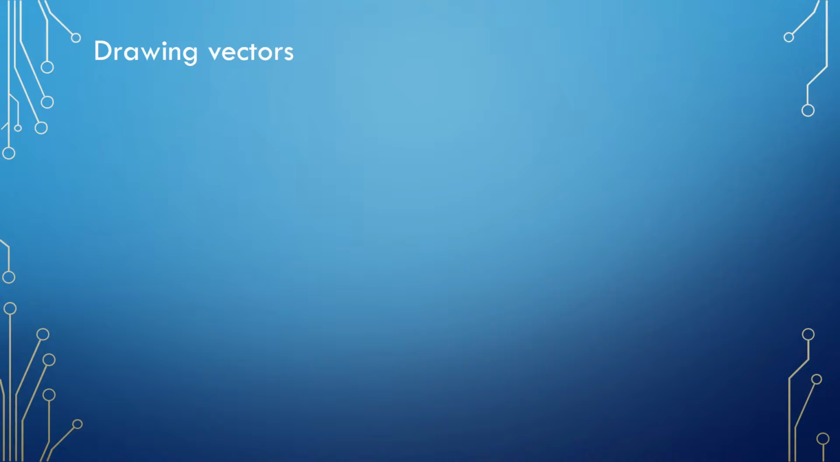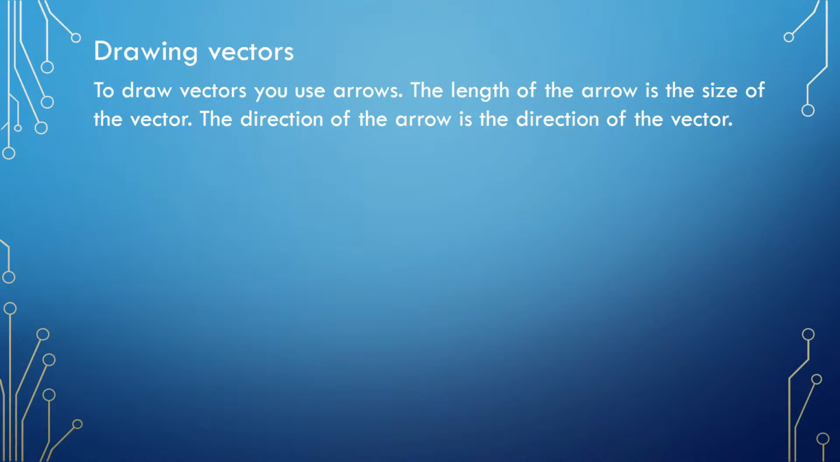Alright, so now let's have a look at how to draw vectors. To draw vectors you use arrows. Now this is important. The length of the arrow is the size of the vector. The direction of the arrow is the direction of the vector. So let's look at an example. We are going to be working in 2D space. So let's define our axes. We have a y-axis, which is vertically up, and x-axis, which is to the right. These are just completely standard.